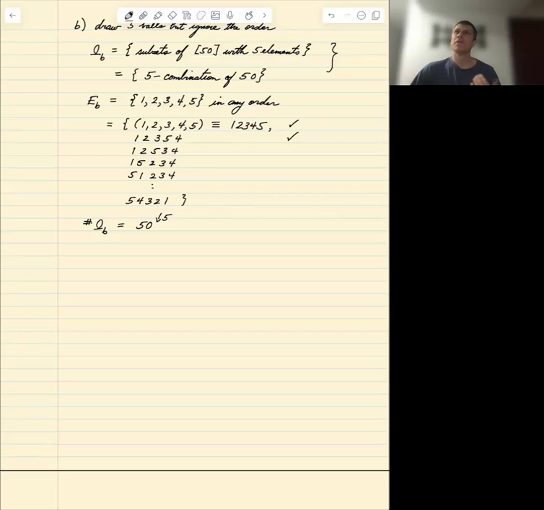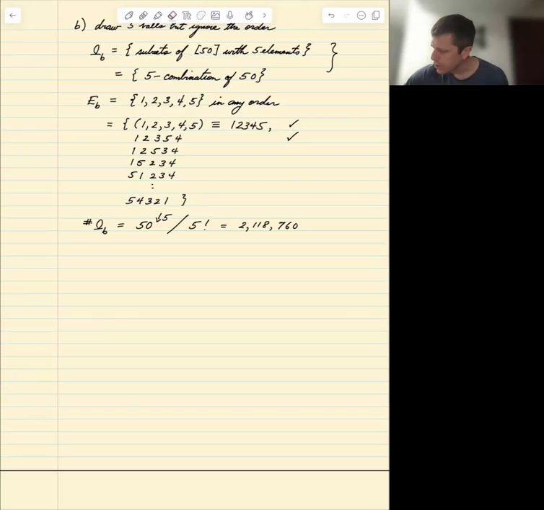Well, there are five different elements, and we need to consider all possible orderings of those five elements. That's just a permutation of five. So that would be divided by 5 factorial. And so this is 2,118,760. But this is what gives us what's called a binomial coefficient. And we're going to define that here.